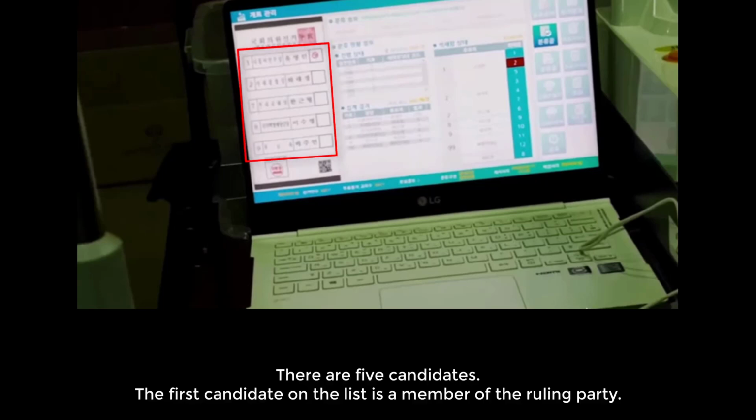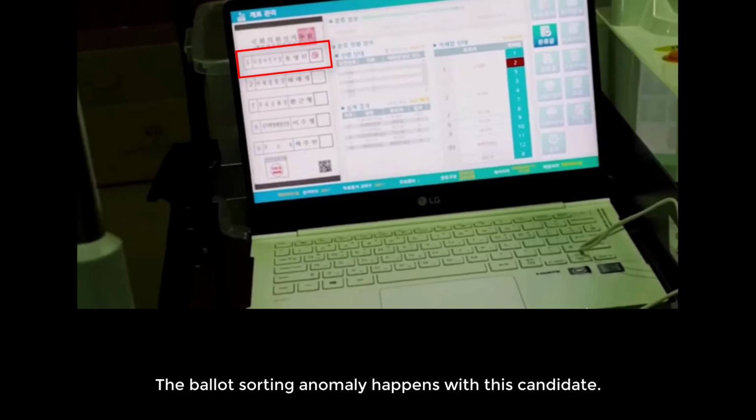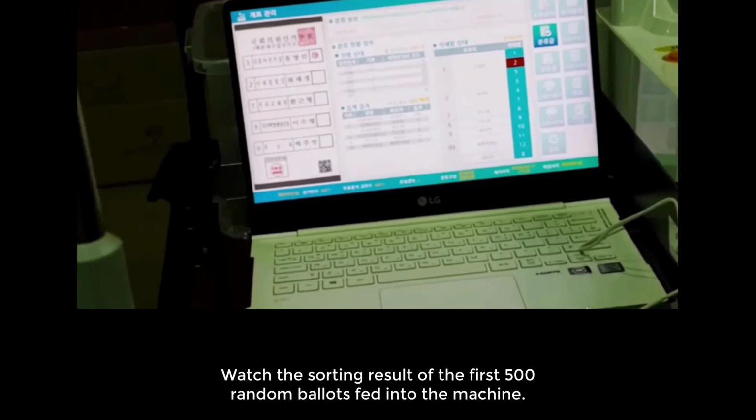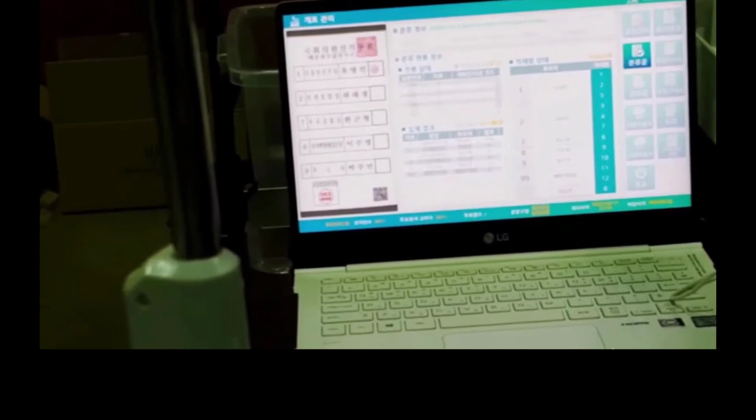There are 5 candidates. The first candidate on the list is a member of the ruling party. The ballot sorting anomaly happens with this candidate. Watch the sorting result of the first 500 random ballots fed into the machine.